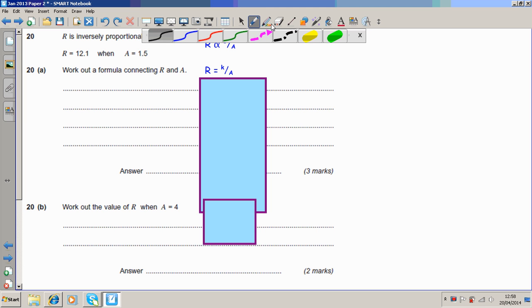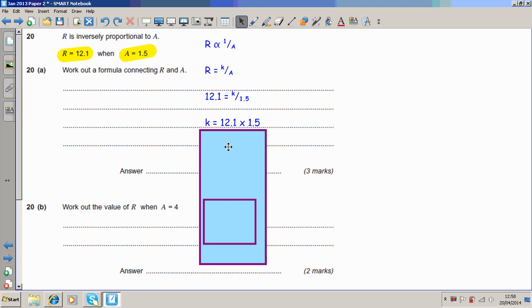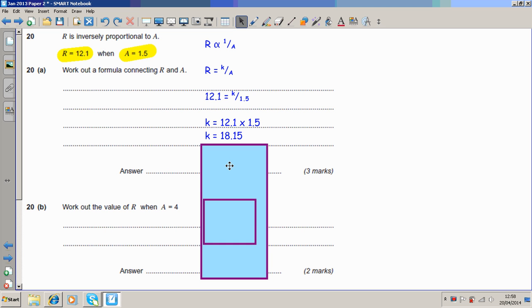So once we've got that, we then use these two values here, because at some point R is 12.1 when A is 1.5, so I put them into this to get that. 12.1 is equal to K over 1.5. I can work out what K is by timesing them two together. So there's my K value, which is 18.15.